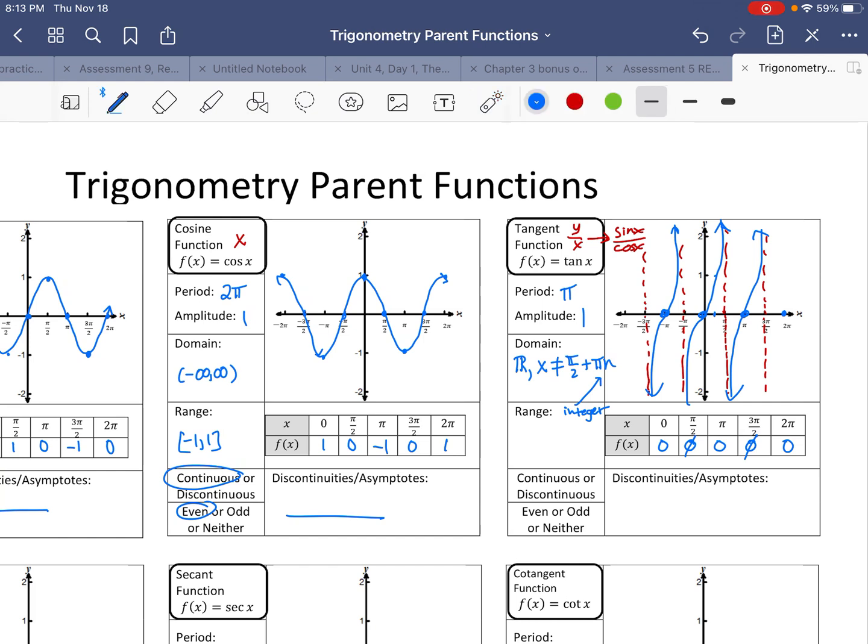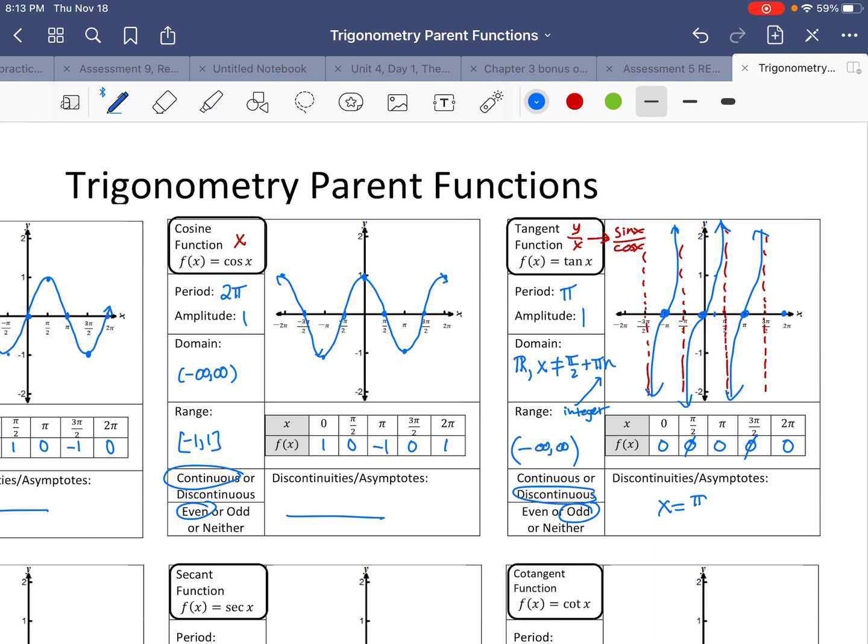All right, the range. So these graphs, once they get created, those blue graphs right there, they just go up and down forever. So the range is from negative infinity to infinity. Continuous or discontinuous? This is definitely discontinuous. Is it even or odd? Well, if you look at the graph, things that happen on the right are opposite of what happens on the left. So it's like the sine function. It is odd.